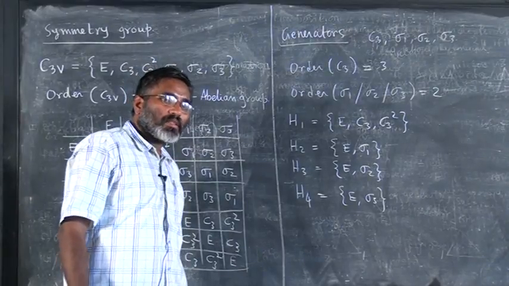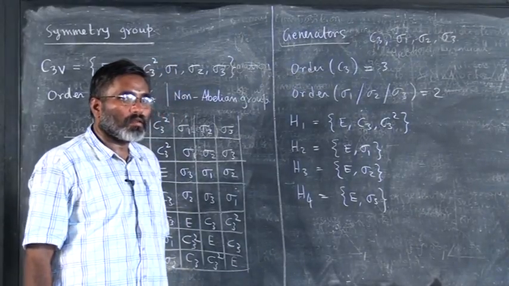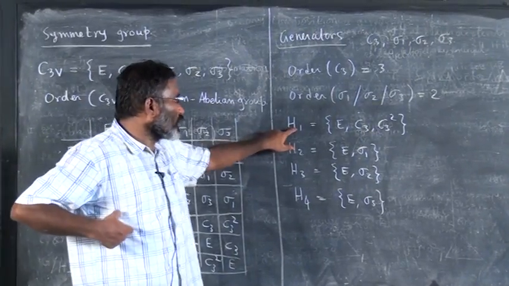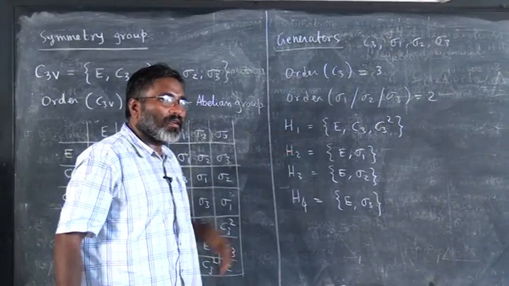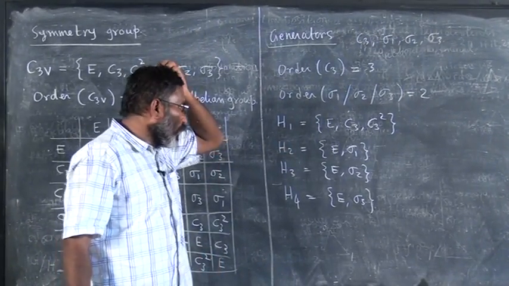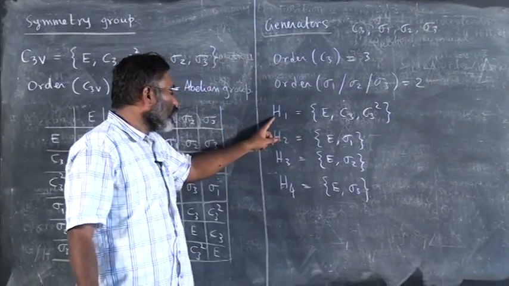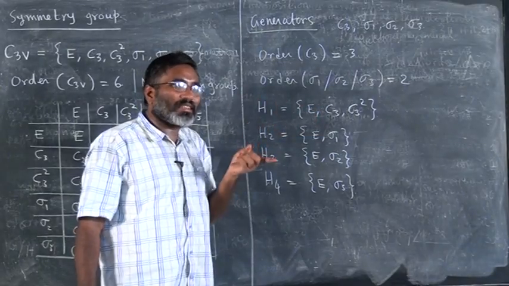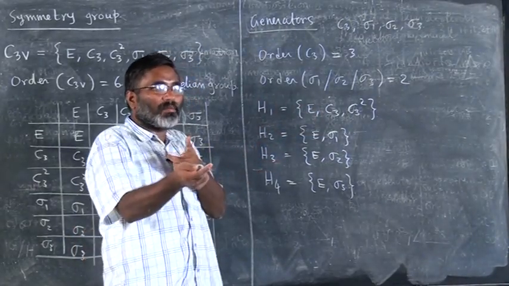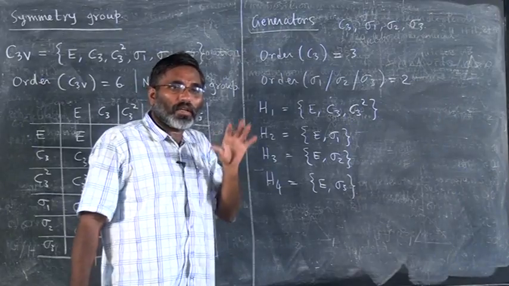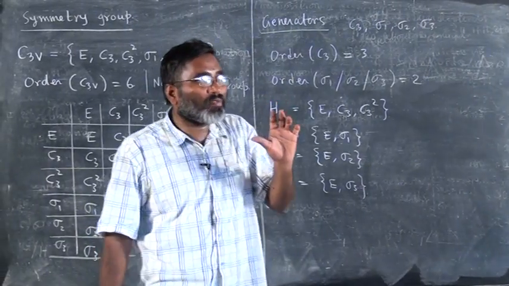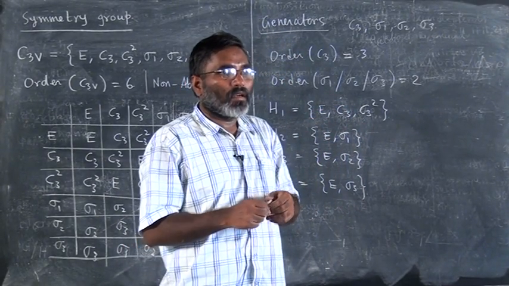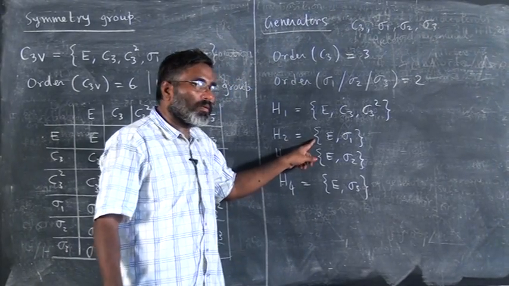Now which of them are normal subgroups? H1 is a normal subgroup. Why? A left coset is distinct from this, and there is only one such set, so the right coset also should be the same set. Okay, this is another thing. When the order of the subgroup is half of the order of the group, it is always a normal subgroup. Okay, but is this a normal subgroup?